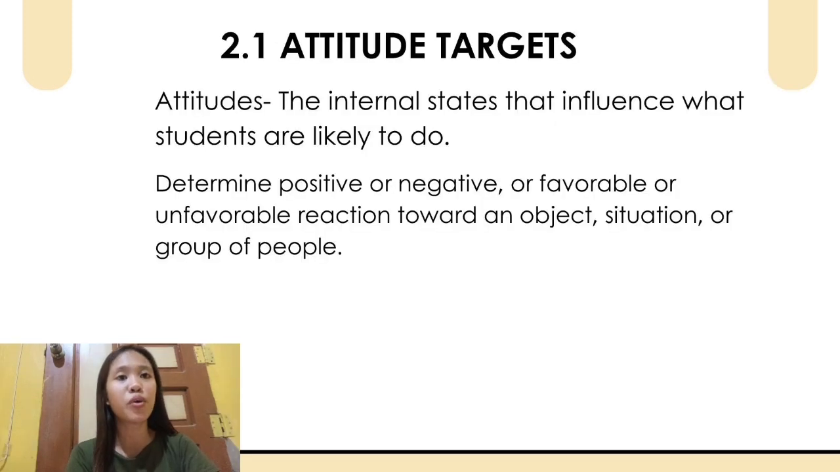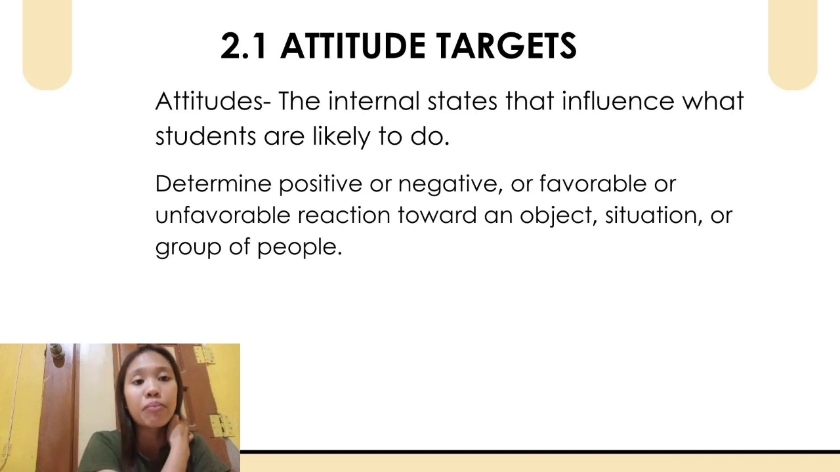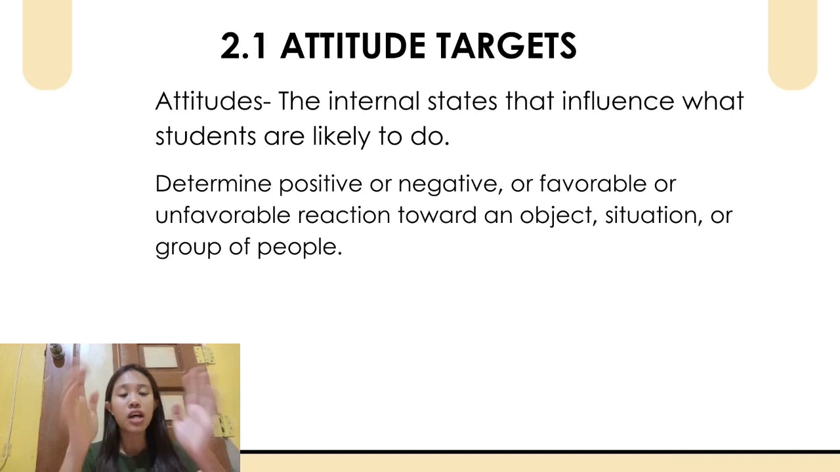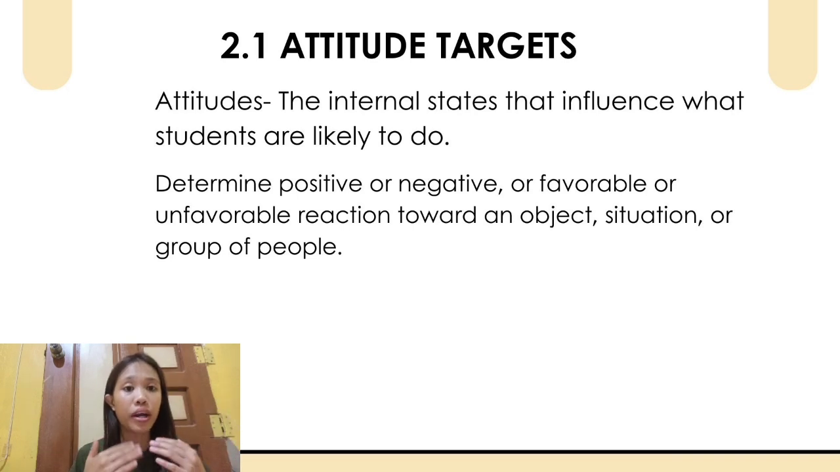So next we have 2.1 attitude targets. Attitudes are the internal states that influence what students are likely to do, determining a positive or negative, or favorable or unfavorable, reaction toward an object, situation, or group of people. So it does not refer to behaviors, what a student knows to be right or wrong in a moral or ethical sense, or characteristics such as race, age, or socioeconomic status.